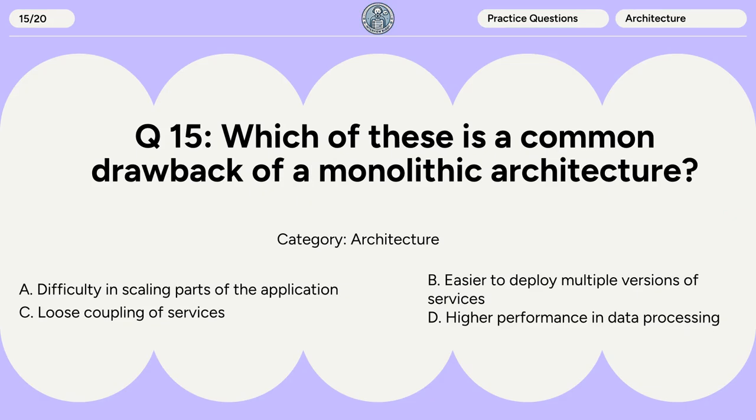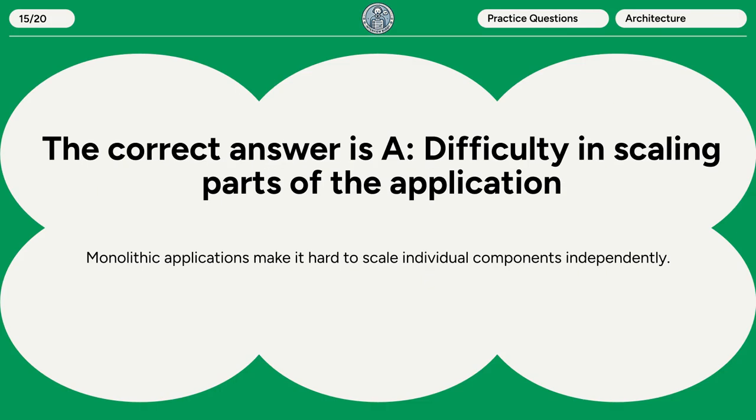Question 15. Which of these is a common drawback of a monolithic architecture? A. Difficulty in scaling parts of the application. B. Easier to deploy multiple versions of services. C. Loose coupling of services. D. Higher performance in data processing. The correct answer is A. Difficulty in scaling parts of the application. Monolithic applications make it hard to scale individual components independently.